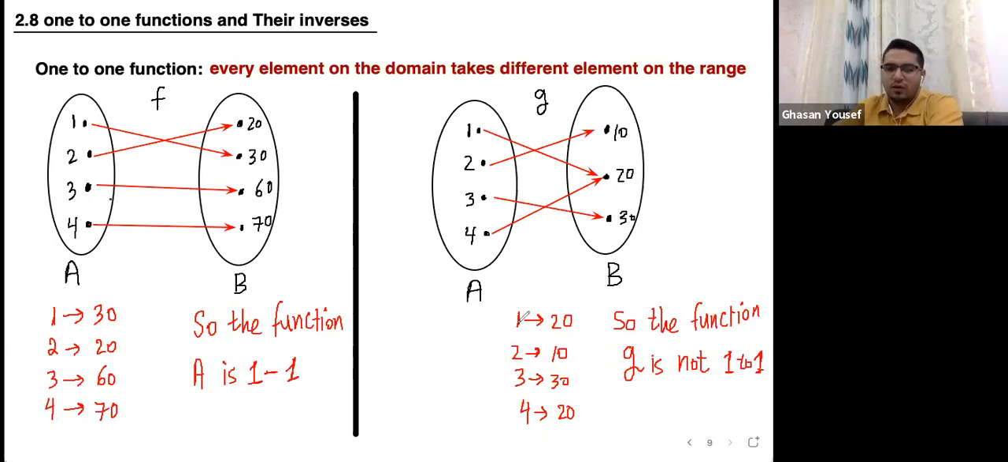Again, why? Because 1 takes 20 and 4 also takes 20. So this is not a one-to-one function. The 1 takes 20, the 4 takes 20, the same element. So this function is not one-to-one.